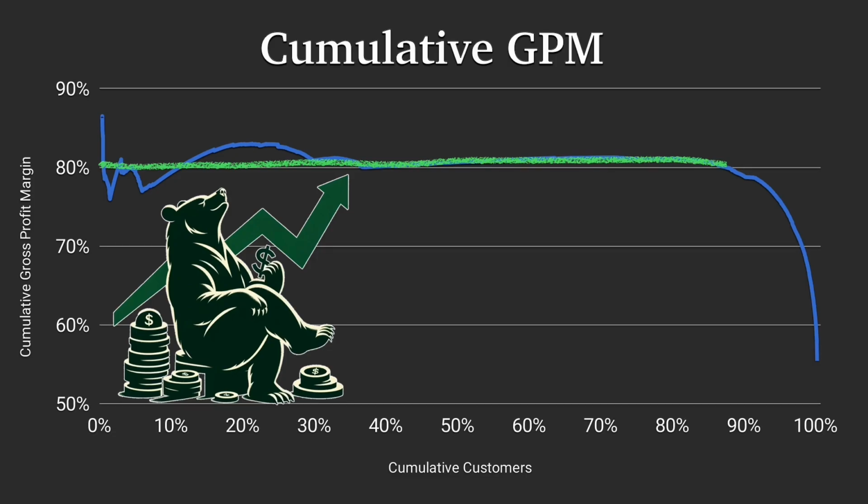Also, remember before what I said about this half of the customer base, which was actually profitable and healthy? And remember how it was hard to tell that from the absolute dollar version of the chart?